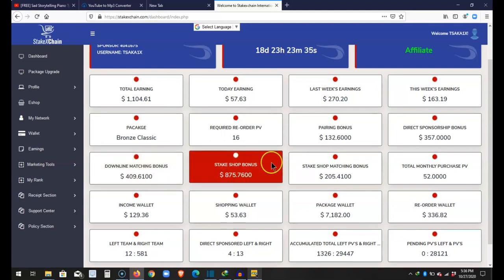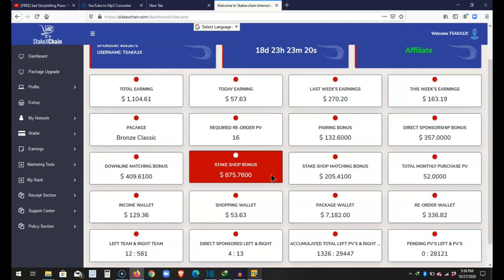Now we also have the stake shop bonus. This is actually the passive income that you are paid by the company based on the fact that you bought or shopped with the company. So that is the stake shop bonus.